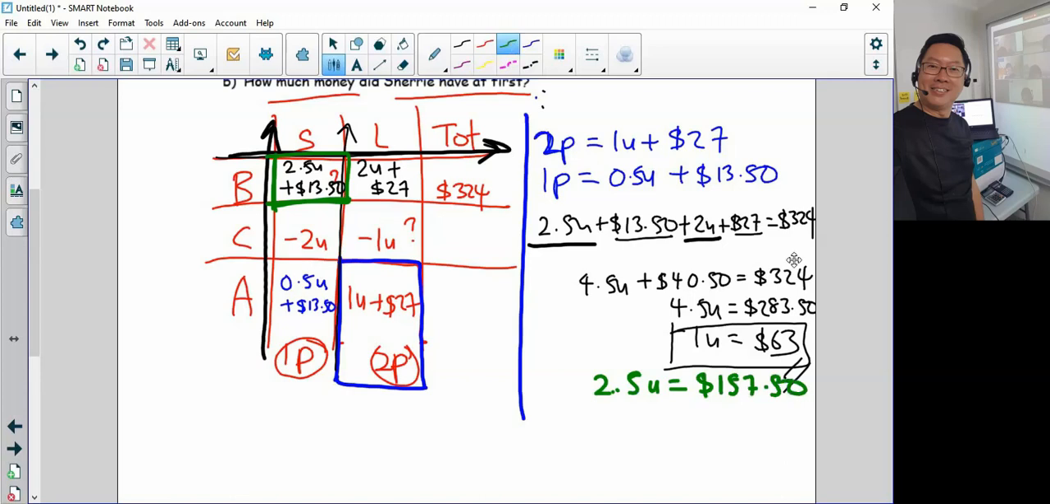But don't forget to add, right? Don't forget to take 157.50 plus $13.50 in the box. And that will give you how much Sherry's money had at first. Okay, and your answer will be $171, which is your part B. So you got your answer already.